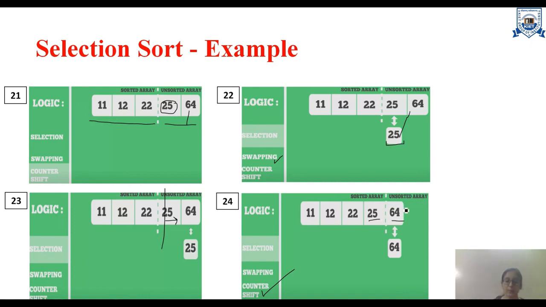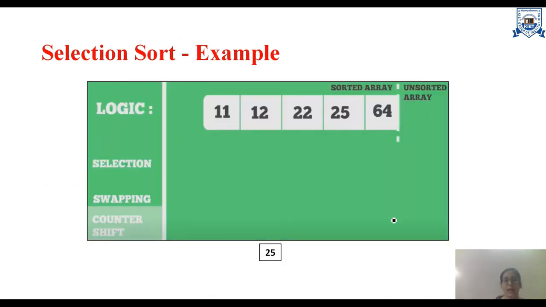So finally we do the same iteration. Now since 64 is the only element left, this turns out to be the minimum element in the array, and no more comparisons or swaps are required because there is no other element left. We will simply increase our counter shift by 1. And what we can see over here is the final completed selection sort algorithm giving us a sorted array, which has the same number of elements that were present, and the unsorted array thereby becomes entirely empty.